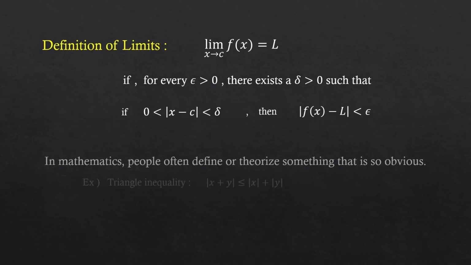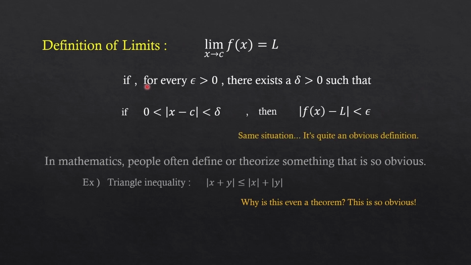For example, triangle inequality, which says that the absolute value of x plus y should always be smaller than or equal to the absolute value of x plus the absolute value of y. I mean, if you think about it, or just try to plug in any numbers, it's a pretty obvious statement. You might think, why is this even a theorem? It's the same situation in here. The statement may look a bit complicated to you, but I'm telling you, that one's also quite an obvious definition, so don't be scared.